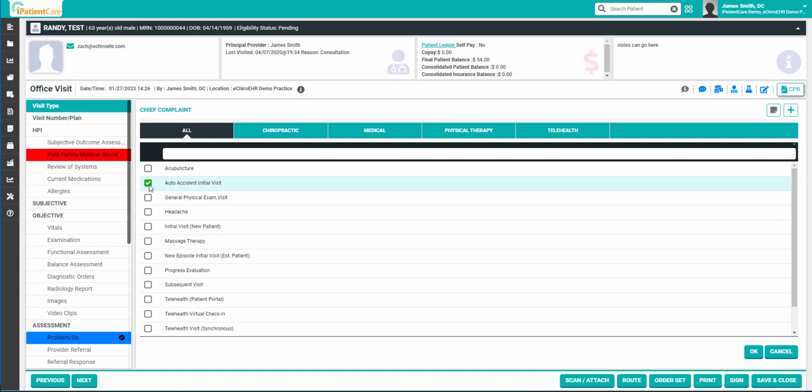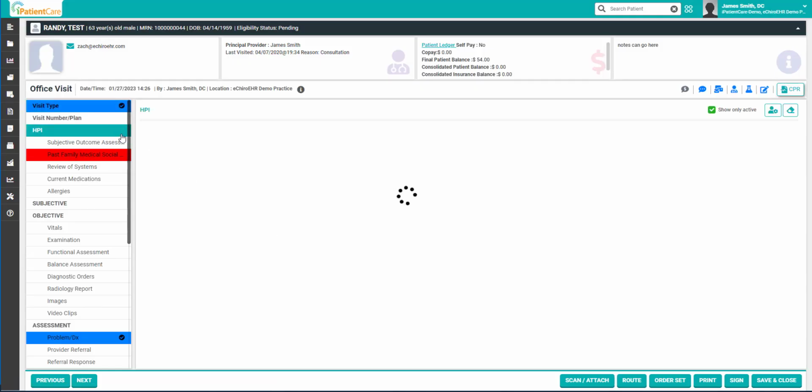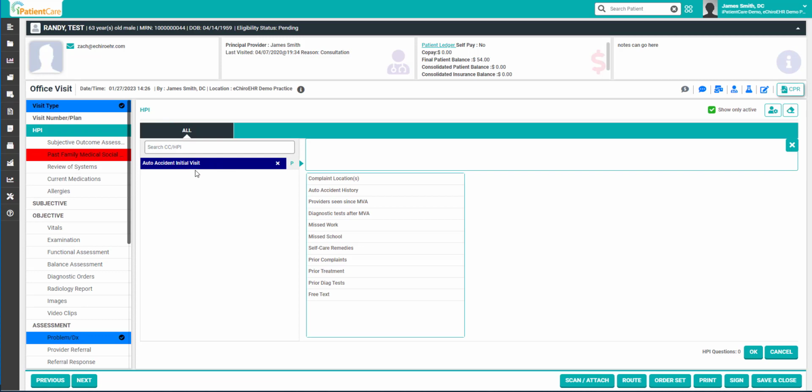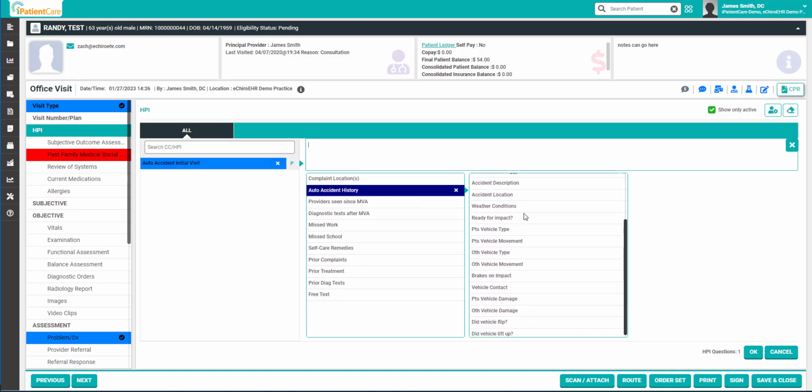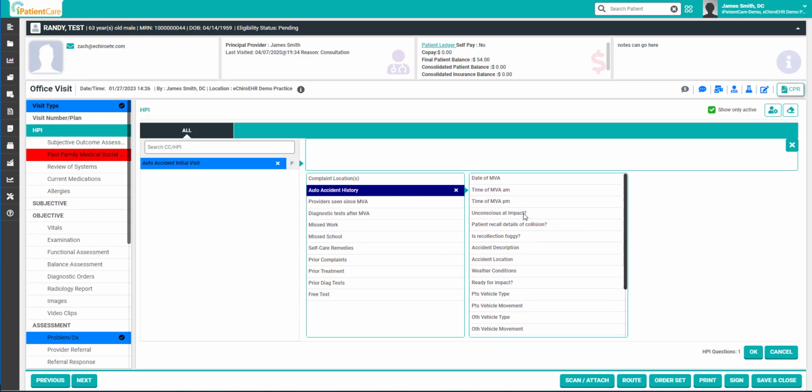Secondly, what it does is that in the event that you choose an auto accident initial visit as an example, then within the history of present illness, and we'll go there next, it can bring in specific questions for that type of a visit or chief complaint. So you'll see when we selected auto accident initial visit, it brought in a list of items that are important within a history of present illness, including specific auto accident history questions that you would collect from your patient and document into the patient's record.